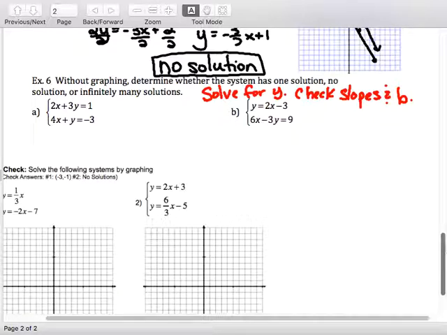Okay, let me say that again. If the slopes are different, the lines are going to intersect. If the slopes are the same, you need to check the b values. If the slope and the b values are the same, it's the same line, infinitely many solutions. If they have the same slope but different b values, they're parallel, which means no solution. All right, so I'm going to pause, and I want you to try A and B, and then go ahead and go down to the self-check as well.